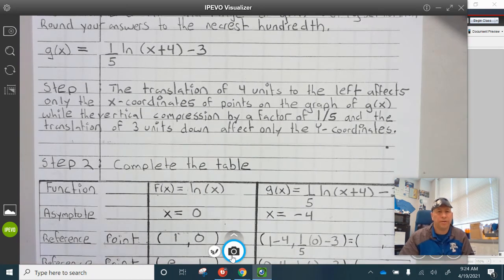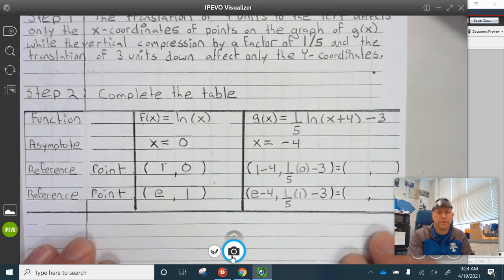g(x) = 1/5 natural log of (x + 4) - 3. Step 1. The translation of 4 units to the left affects only the x-coordinates of the points of the graph of g(x), while the vertical compression by a factor of 1/5 and the translation of 3 units down affect only the y-coordinates. Step 2. Complete the table.